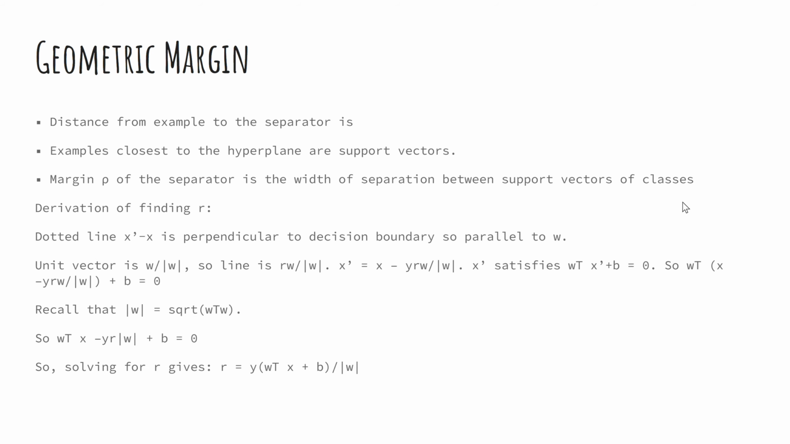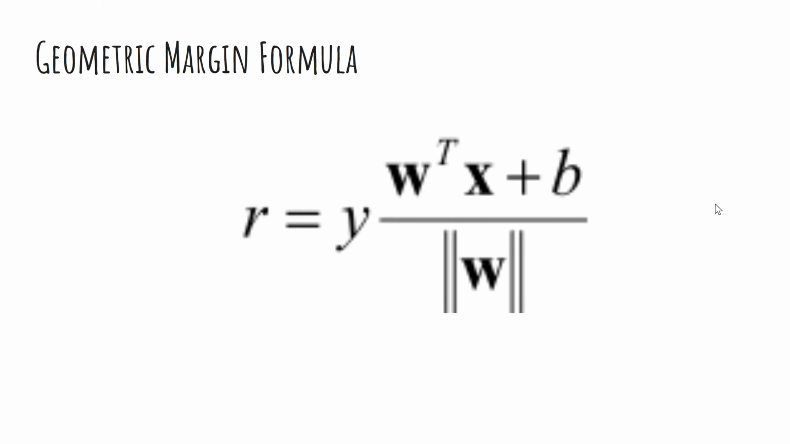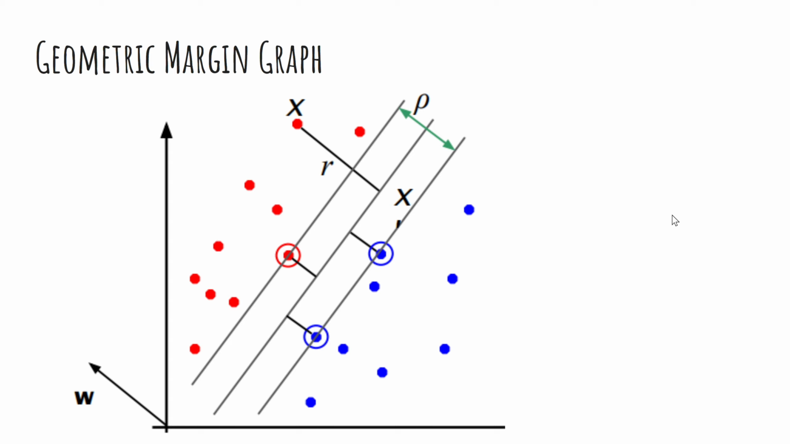Geometric margin. Distance from example to the separator is r. Examples closest to the hyperplane are support vectors. Margin rho of the separator is the width of the separation between support vectors of the classes. Deriving a formula for r: finding the dotted line x prime minus x, which is perpendicular to the decision boundary and so parallel to w. Unit vector is w divided by the norm of w, so the line is r times w over norm of w, and x prime equals x minus yr w over norm of w, which satisfies w transpose x prime plus b equals 0. Recall that the norm of w is the square root of w transpose w, so solving for r gives the geometric margin formula: r equals y times w transpose x plus b over the norm of w. Geometric margin graph.